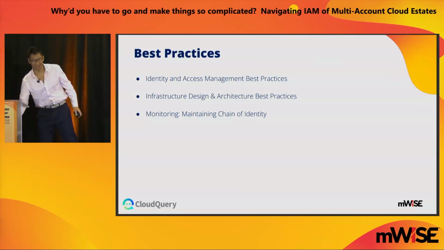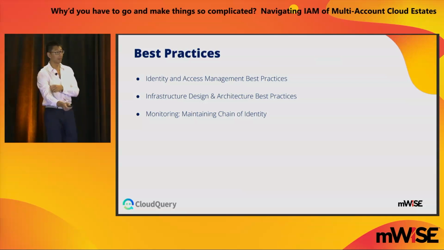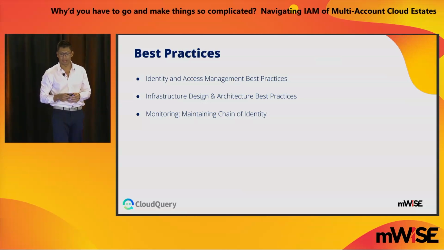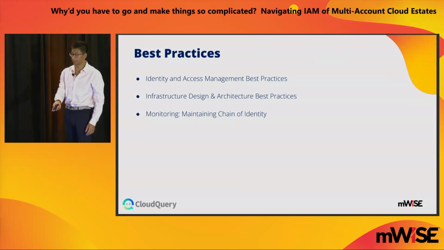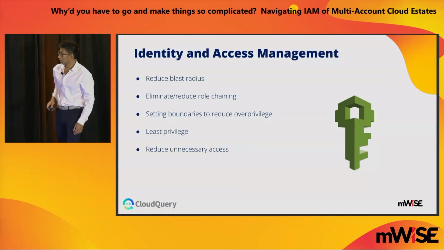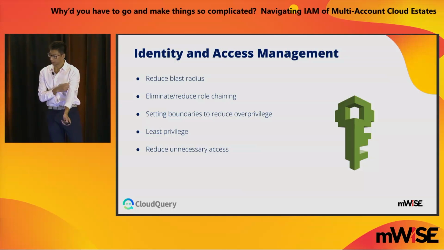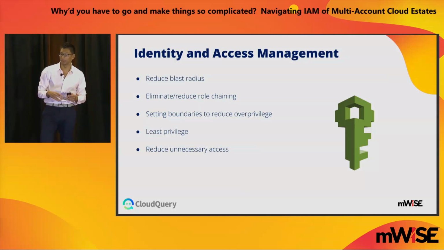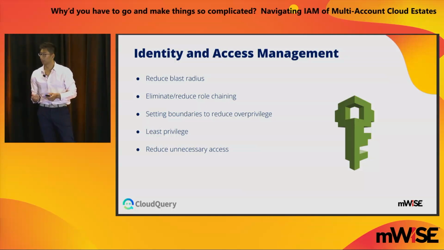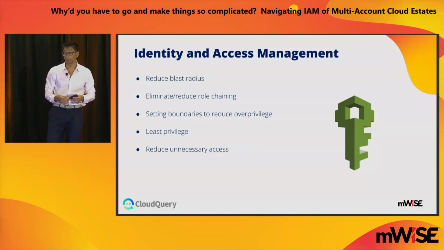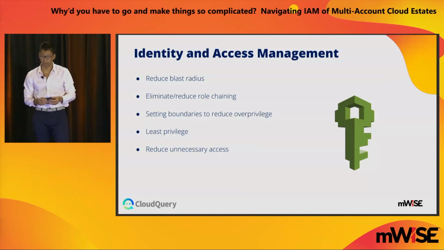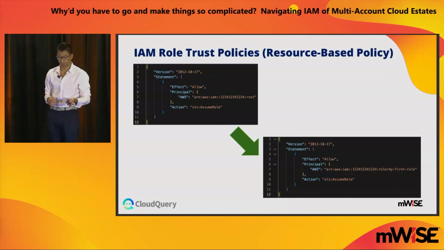We'll cover identity and access management best practices, infrastructure design and architecture best practices, and lastly, how to monitor for this, and specifically chain of identity. So IAM, these are fairly standard principles. In this case, we're going to look at reducing blast radius, eliminate and reduce role chaining, setting boundaries to reduce overprivilege, least privilege, and also reducing unnecessary access.